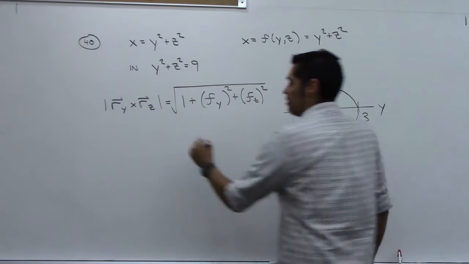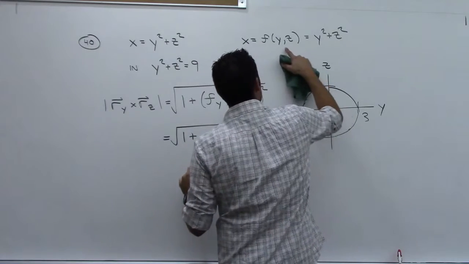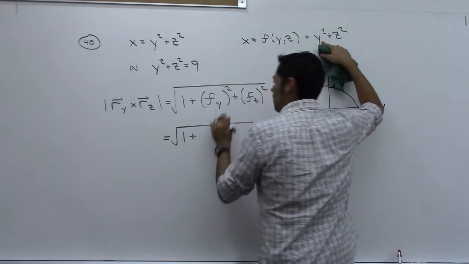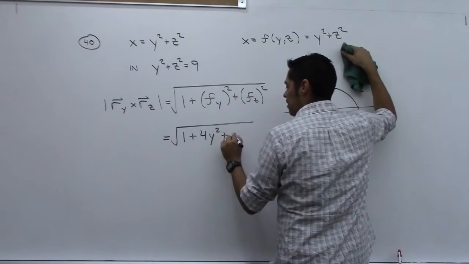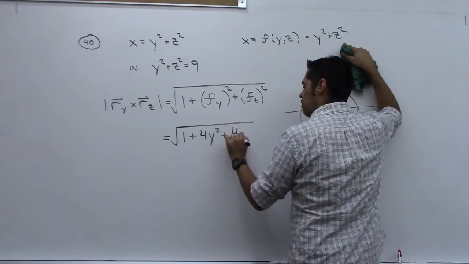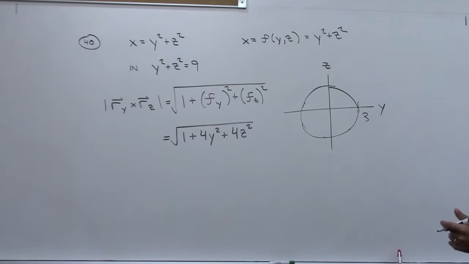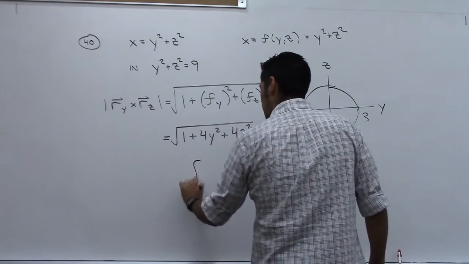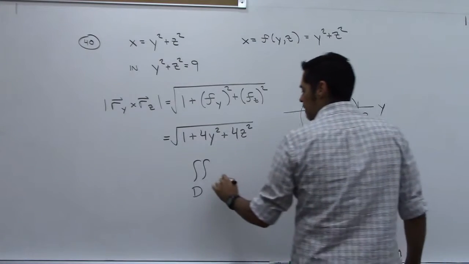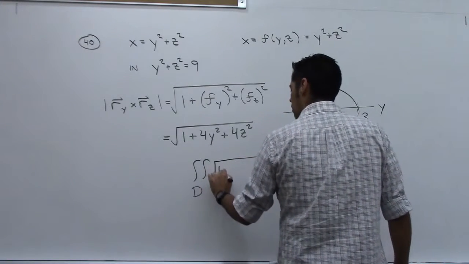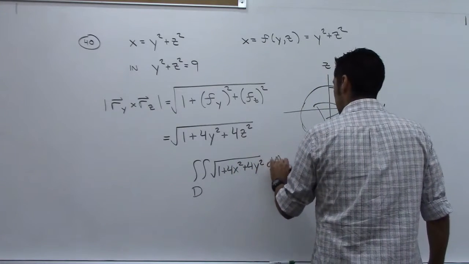And let's just look at what those are. This is going to be square root of 1 plus derivative of this with respect to y is 2y, but then I'm going to square it, so 4y squared, plus derivative of this with respect to z is 2z, but then I square it, so 4z squared. And I'm done with my cross. So I just need to find the double integral over the region D, which by the way is this thing, of square root of 1 plus 4x squared plus 4y squared dA.